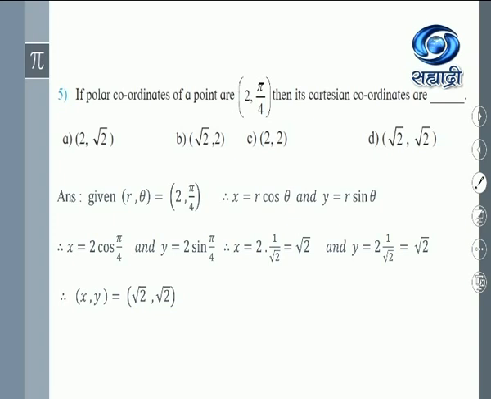See, for 2 marks we have such a type. Cartesian coordinates are denoted by round bracket x, y.